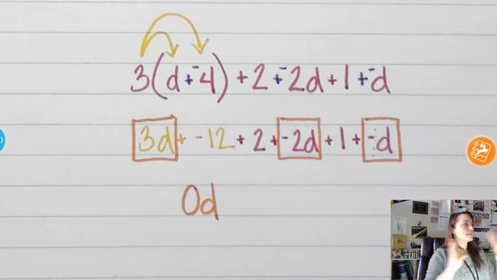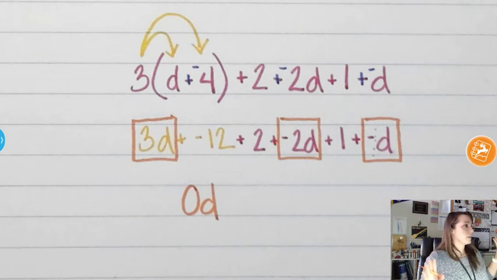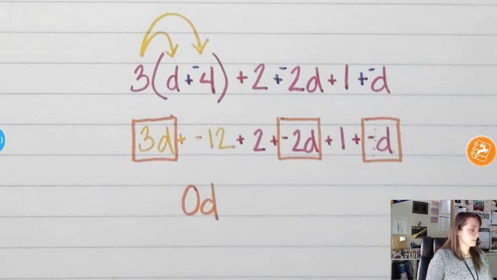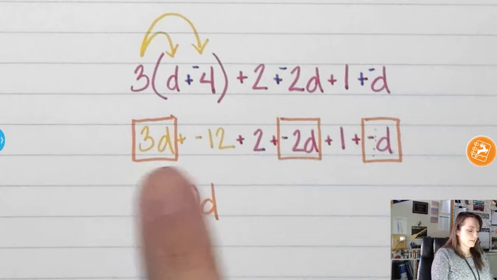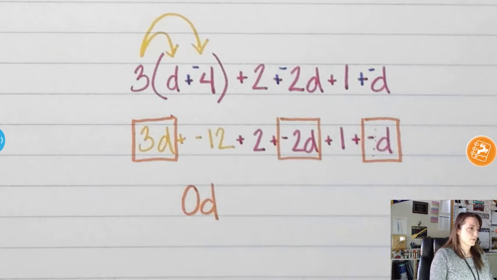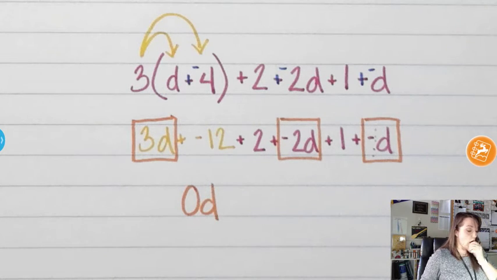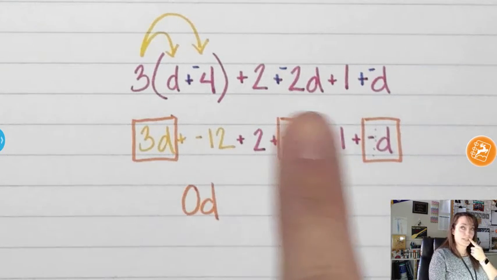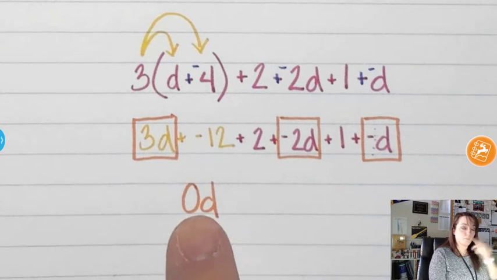Now, that means 0. But I'm going to say 0D so you know that it didn't just disappear when I write my answer. 3 minus 2 minus 1 is 0. So they all canceled out. Are we allowed to like erase them from the problem or no? No. You want to leave those there, but you'll see.